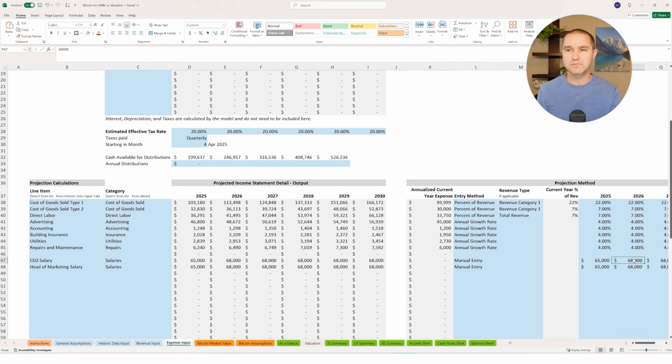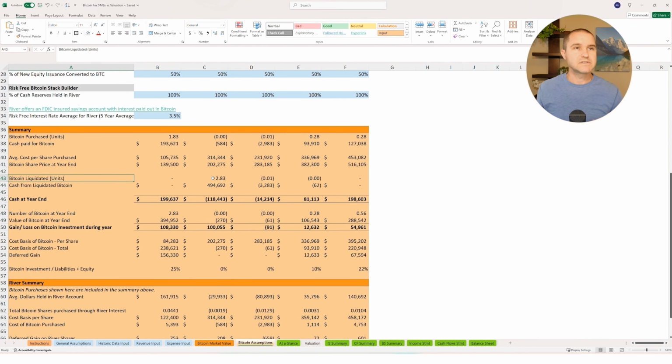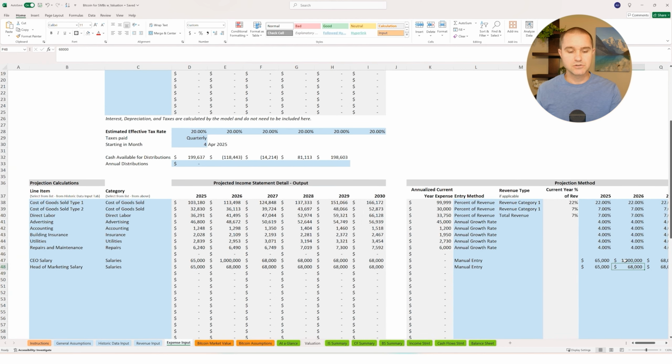So let's say in 2026, I'm just going to come over here and add a big expense. So let's just add a $1 million expense. I'm going to come back here. And so what we'll see here is Bitcoin liquidated, 2.83 Bitcoin liquidated, and we generated 494,000 in cash because we needed to cover that $1 million expense. So you can see how the model would work. And when you liquidate, you're also going to have a gain or loss as well as tax consequences of that. Okay, so I'm going to come back and undo that change that I made.